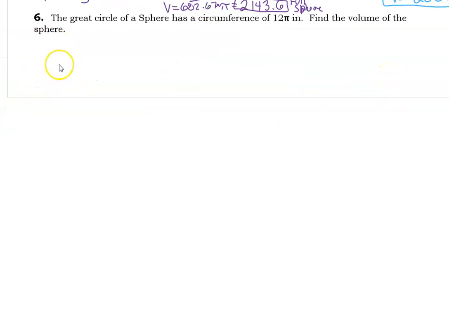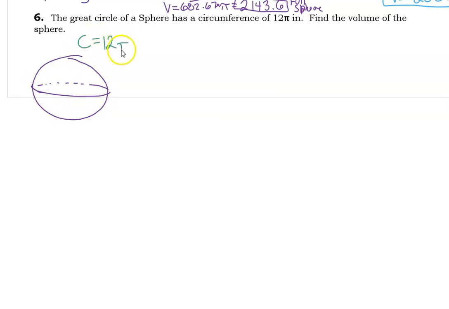Okay, last example is number 6. So we have a sphere. Here's my sphere. I'm going to draw a circle around it, kind of like this. That's my sphere. I'm told it has a great circle circumference. The great circle is the full distance around the sphere, like I just drew, of 12 pi. So the full distance of the great circle is 12 pi all the way around. I need to find the volume of the sphere.